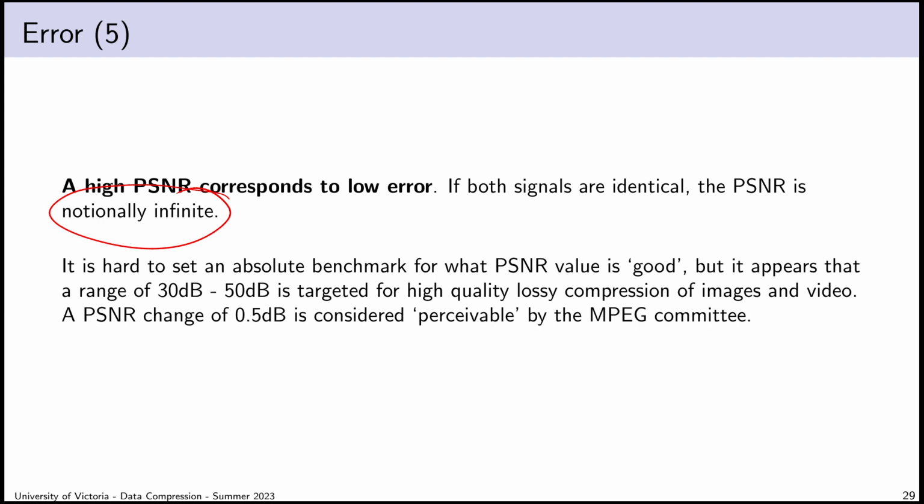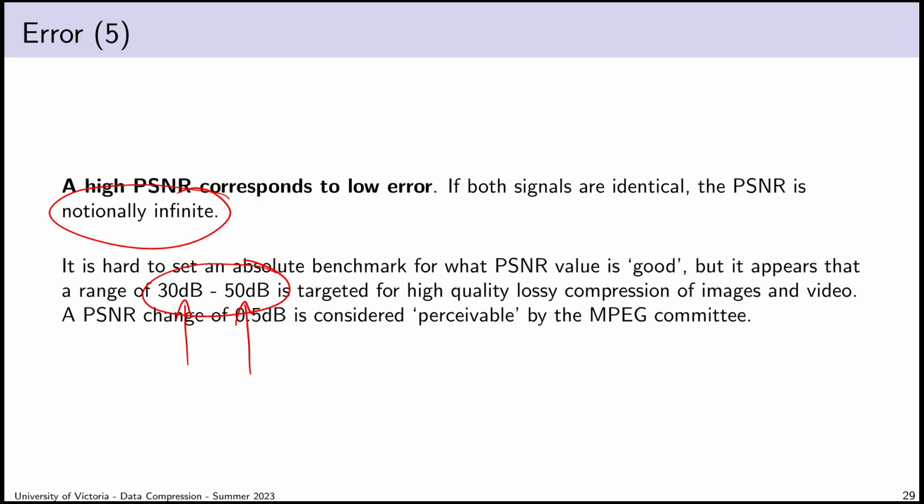There's no specific number that makes an approximation good quality or bad quality. Depending on the discipline and what you're trying to accomplish, good quality and bad quality can mean different things. We care about images and video, so I'll just talk about that. It appears that if you have a PSNR in the range of 30 through 50, keeping in mind that 30 is lower quality than 50, you're getting high quality lossy compression.